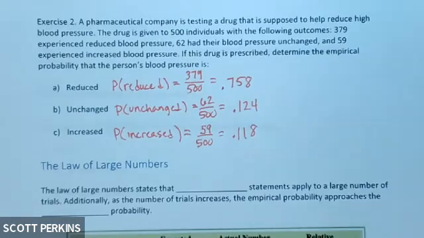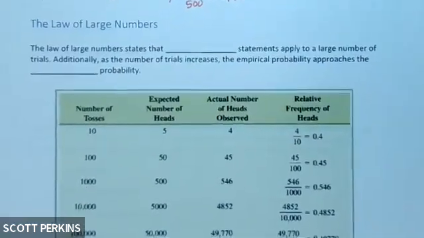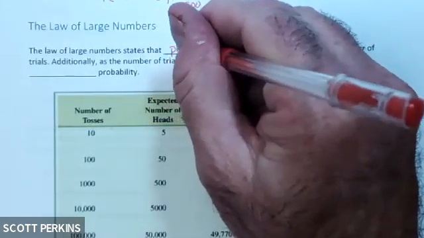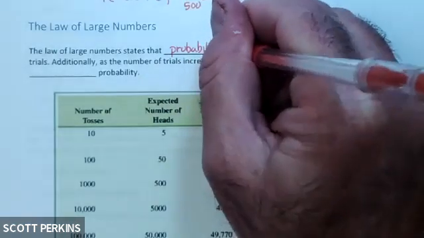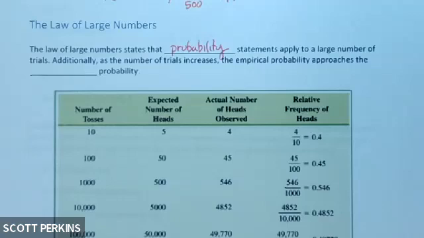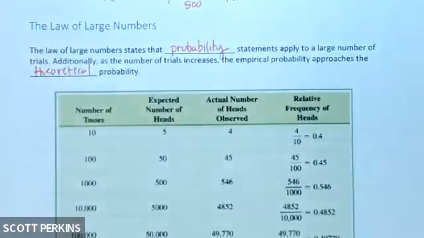So before we get to theoretical probability, we need to talk about what's called the law of large numbers. And what this says is, the law of large numbers states that the probability statements apply to a large number of trials of an experiment. Additionally, as the number of trials increases, the empirical probability from our experiment approaches what's called the theoretical probability, which is where we're going to turn our attention in just a minute.